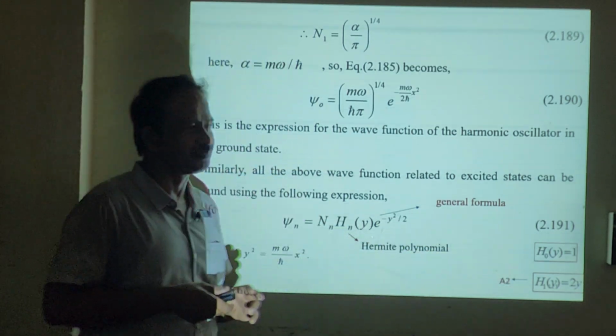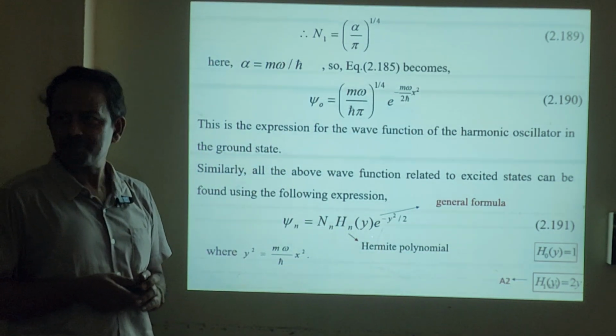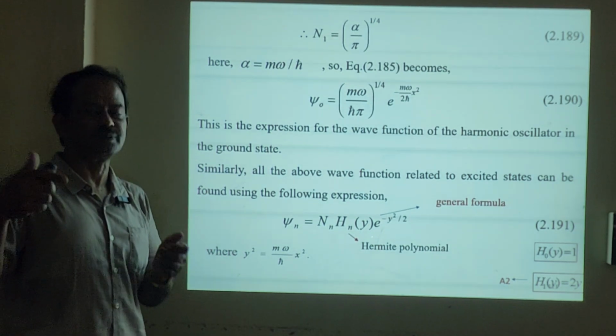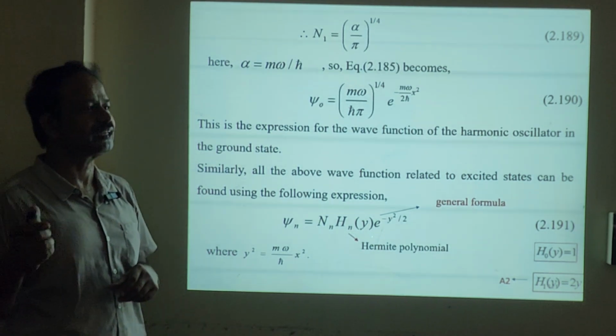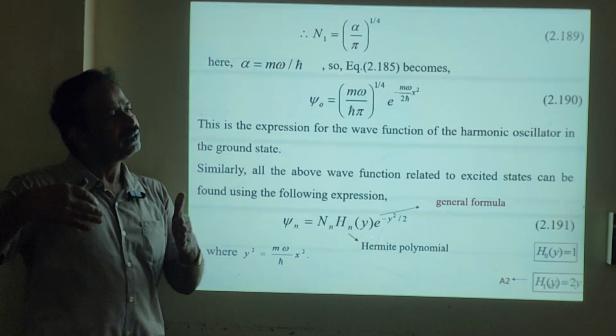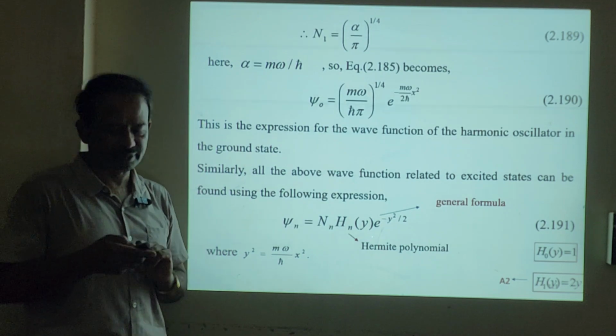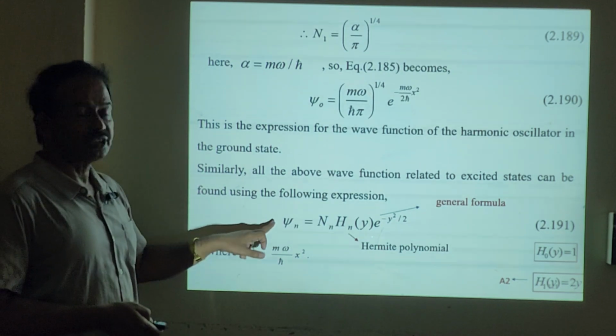So that will be your assignment. Then another one, H2 of y, you can get it: 2y squared minus 1. Then another one will be H3 of y. So you can get any excited state. Is it okay? So this is a general solution.